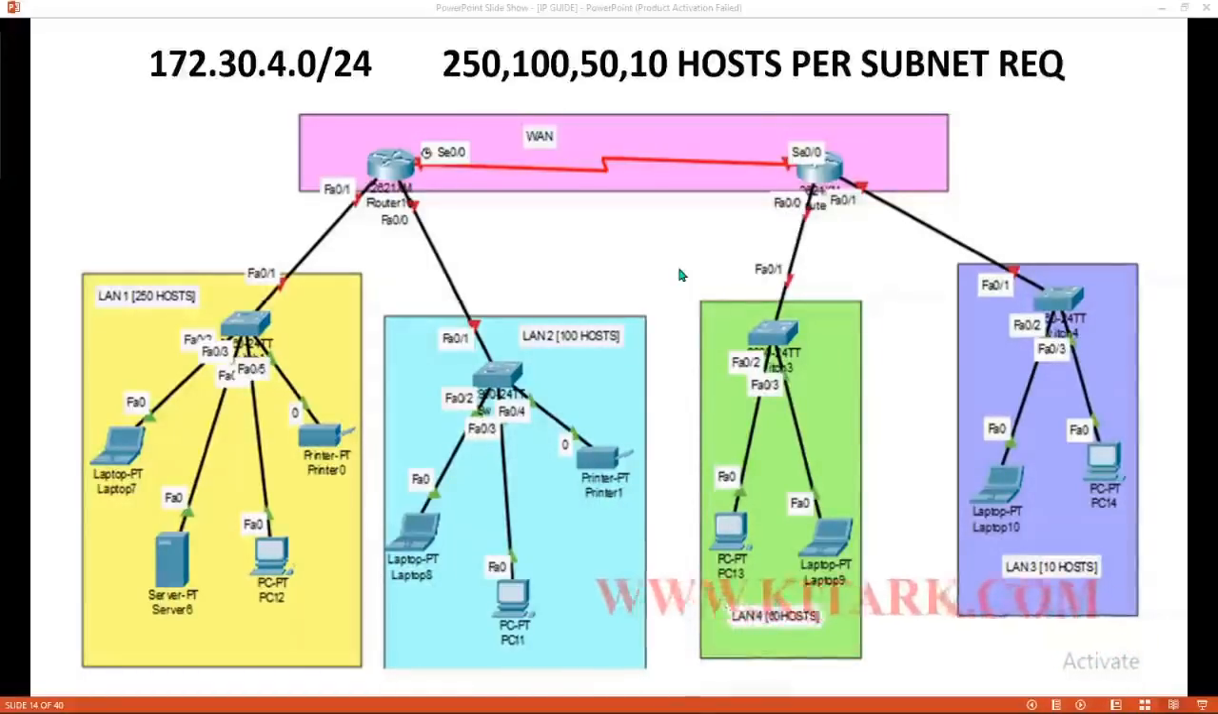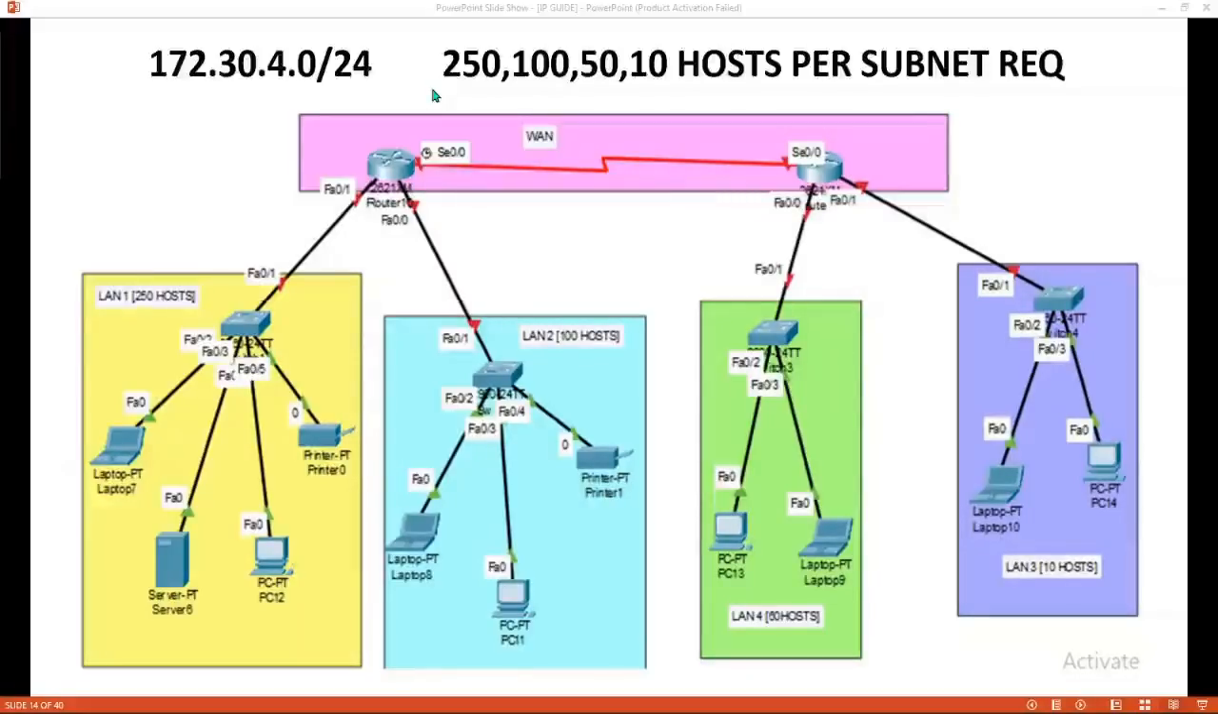But now I am going to change into certain subnets. I need like 250 hosts in one subnet, and in another subnet I need only 100 hosts. Likewise I can modify. I can't allocate exactly 250 hosts on a particular subnet, but I can go for a closer value. 250 hosts means I can go for 256 IPs, so I can minimize the wastage of IP addresses.